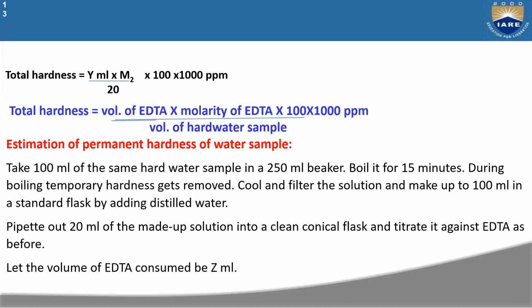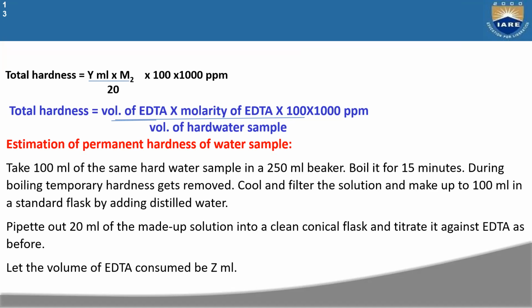and filtered. So we get the filtrate and the residue. Residue means the solid particles, and the remaining liquid we call the filtrate. That filtrate is made up to 100 ml. This is the boiled water sample.